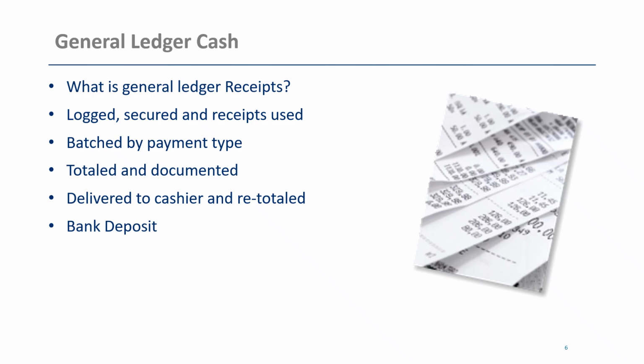Payments should be totaled and documented by the business office cashier, and payments are delivered to the cashier, who then retotals the payments and validates that the totals agree. The cashier then completes the bank deposit slip. So, high level, general ledger receipts refer to non-AR cash that needs to be logged, secured, batched, totaled, rechecked by cashier staff, and deposited appropriately.